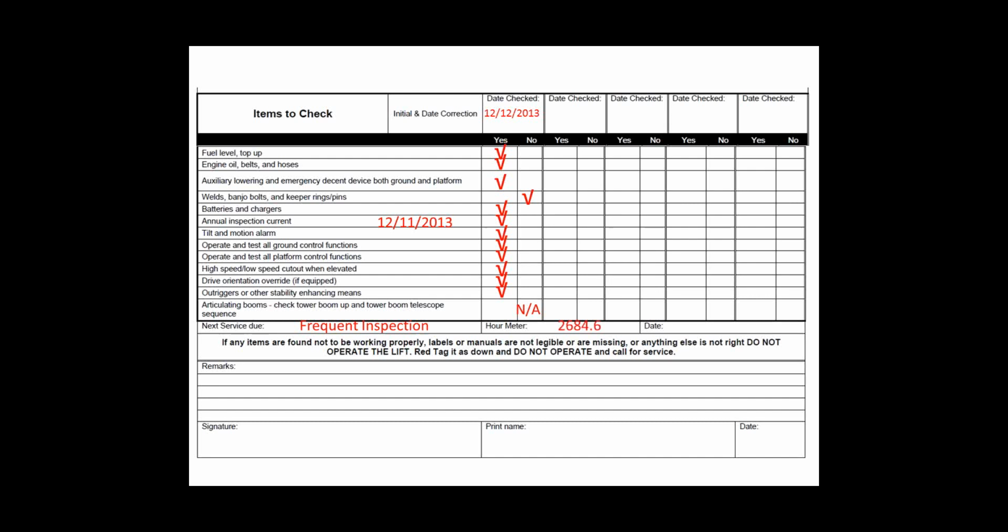So based on the hour meter upon receiving the machine, I'm going to say that the next service is due at 2,684 hours, or March 14th, whichever one comes first. That would be the next service due.